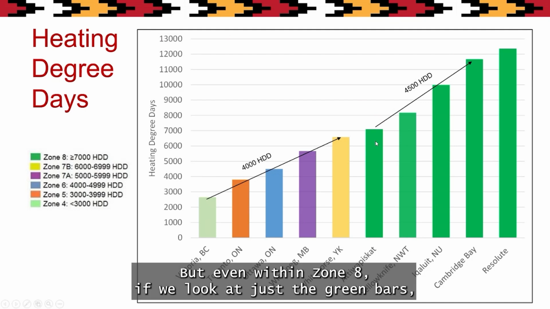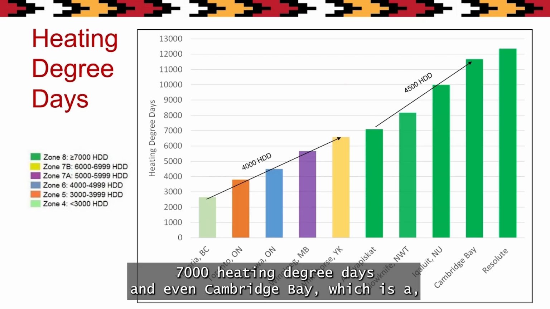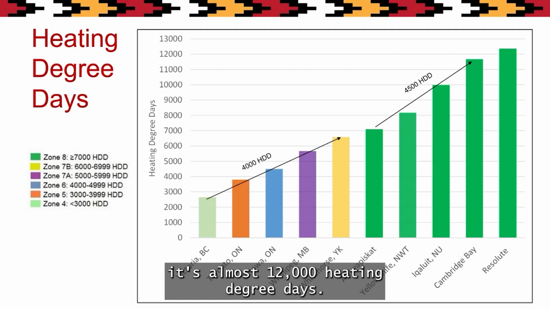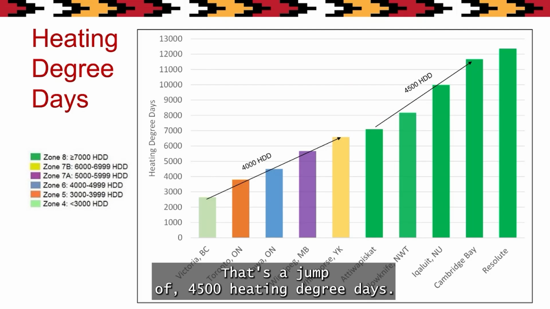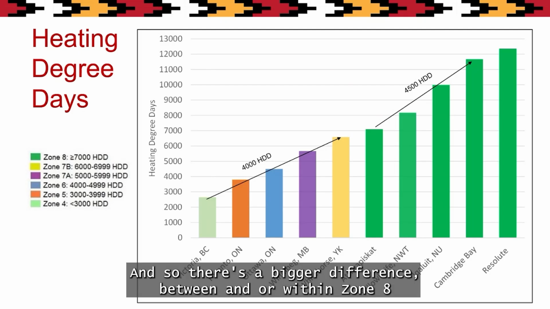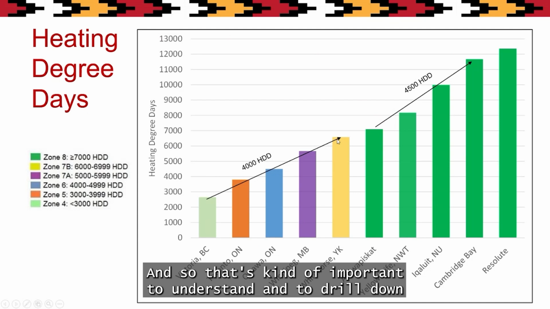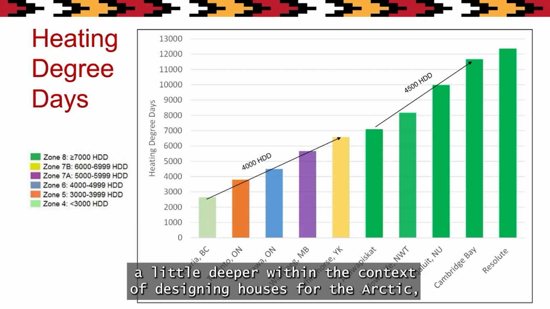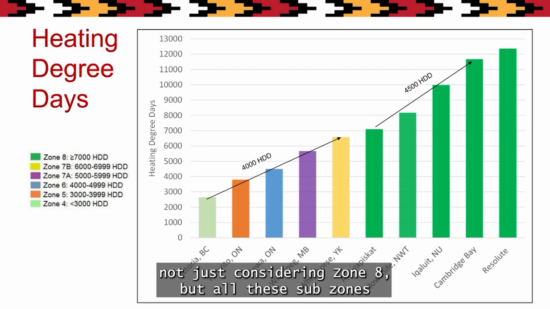But even within Zone 8, if we look at just the green bars, the difference between Attawapiskat at right around 7,000 heating degree days, and Cambridge Bay, which is one of the communities I work with, at almost 12,000 heating degree days, that's a jump of 4,500 heating degree days. And so there's a bigger difference within Zone 8 than there is from Zone 4 to Zone 7B. And so that's kind of important to understand and to drill down a little deeper within the context of designing houses for the Arctic, not just considering Zone 8, but all the subzones within that.